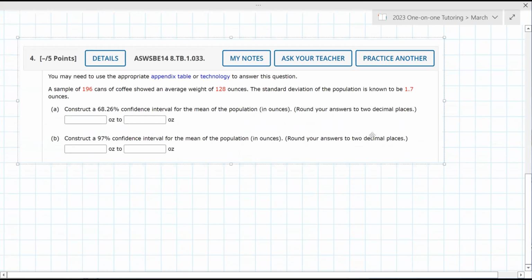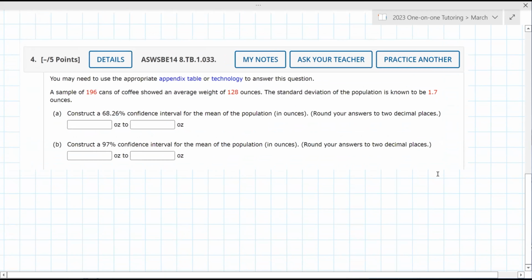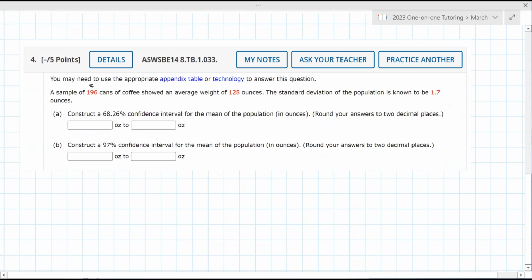All right, so a sample of 196 cans. You always want to identify the variables. n is 196. Average weight, x bar, 128. Standard deviation of the population, that's sigma, is 1.7. Construct a 68.26% confidence interval. That's weird, but that's what they want for this first one here.